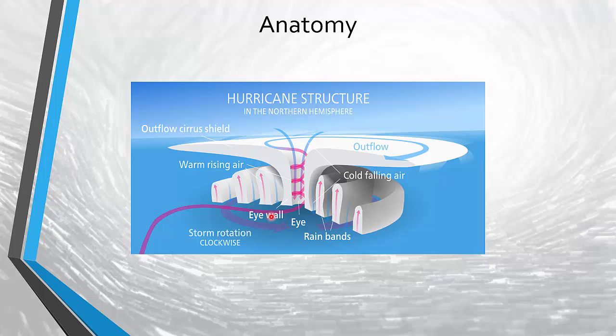The eye wall is the outer layer. It is the strongest part of the tropical storm. Changes here will reflect the speed of the storm.